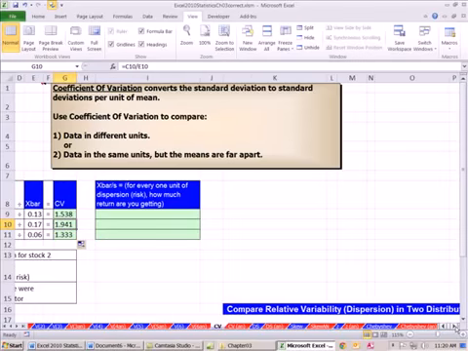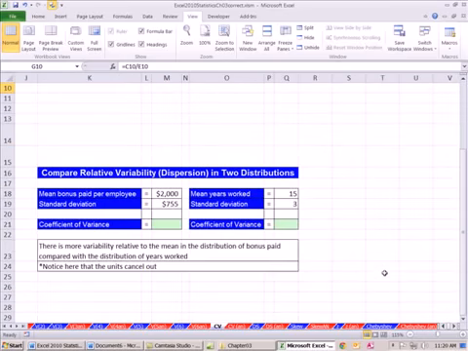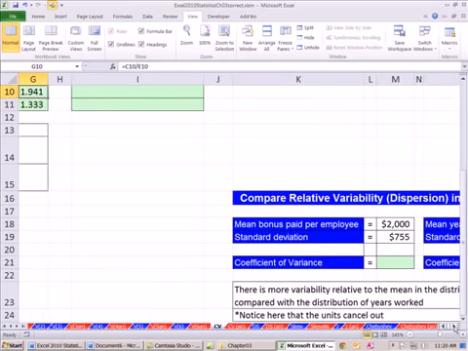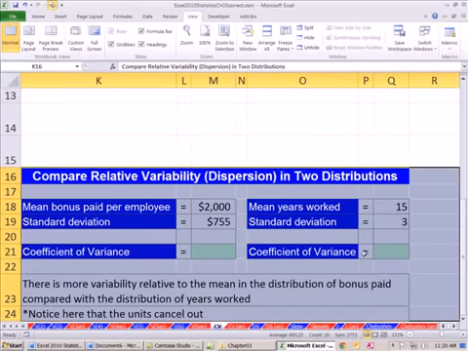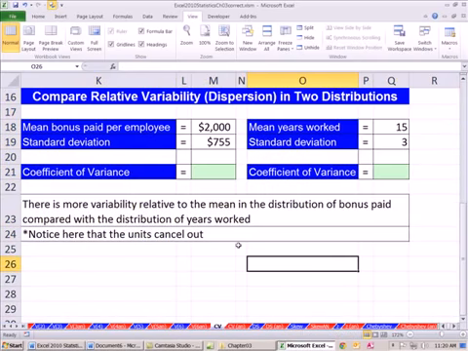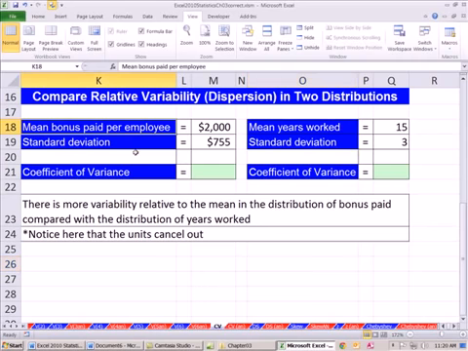Now I'm going to scroll over here. Another use for this is that we can compare relative variability in 2 distributions. Here we have mean bonus paid per employee, and then the standard deviation. Here we have mean years worked and standard deviation. These are completely different units, right? And so how do we compare them? Which set of data has the most variability or dispersion? Well, let's do our coefficient of variance.